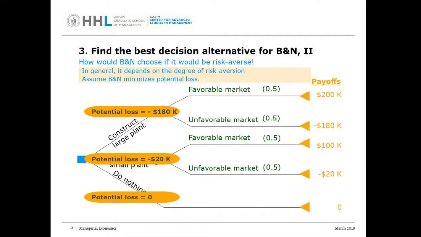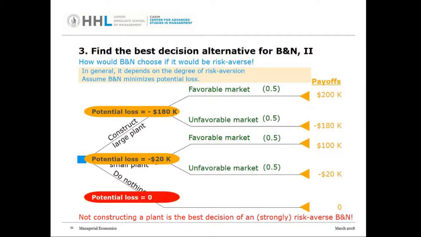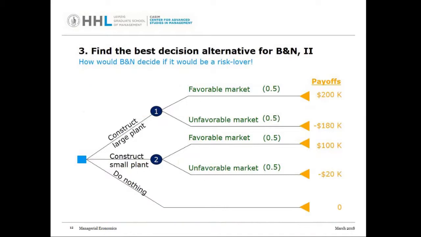If this is the case, if this is the individual, then the best choice would be not constructing the plant at all. But again, here we have to be more specific, and everybody would probably have a different argumentation for it. Like the risk attitudes, the extent of risk attitude will also differ across different individuals.